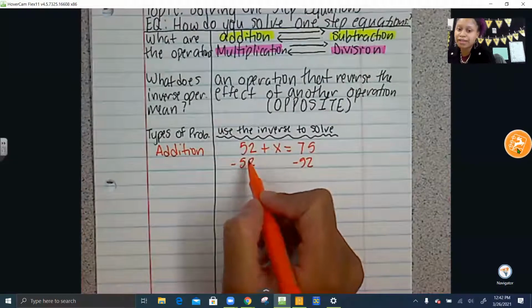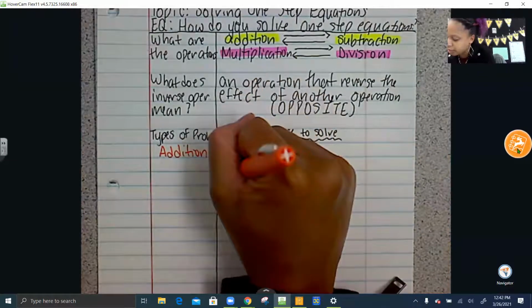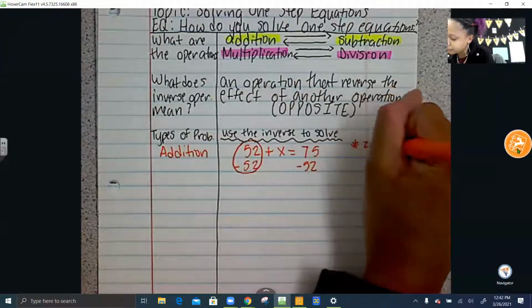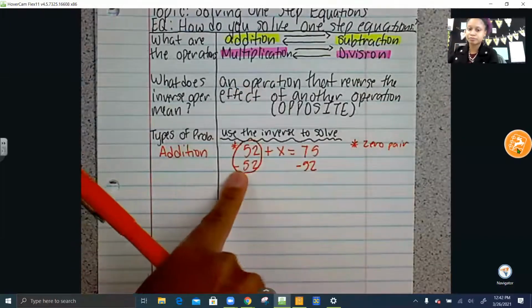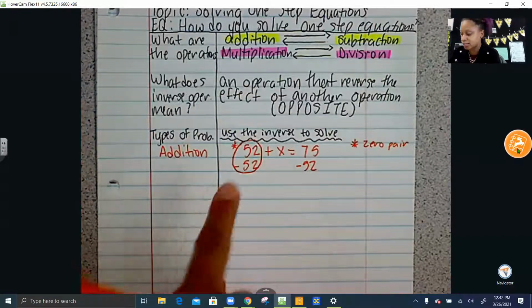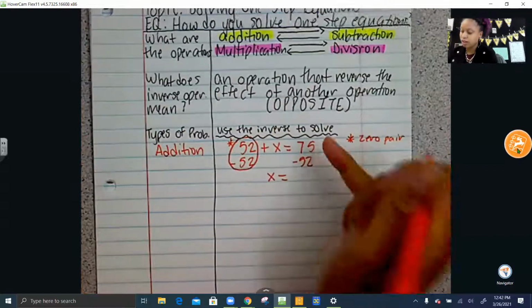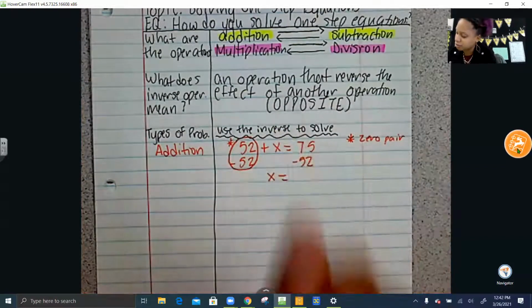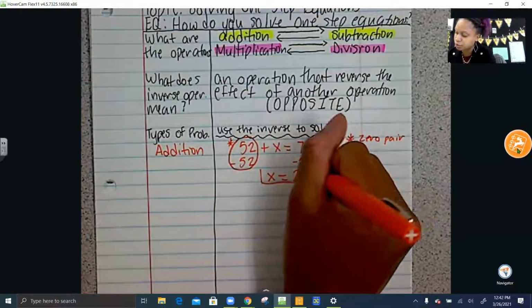So then 52 minus 52, this looks like something we've talked about before, and that is called a zero pair. Once you have a zero pair, it no longer exists anymore because it makes zero. So then you're just left with x equals, and then we solve what is 75 minus 52? That is 23. So my final answer is x equals 23.